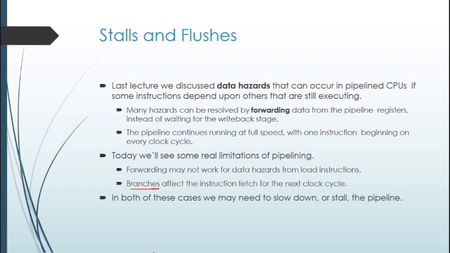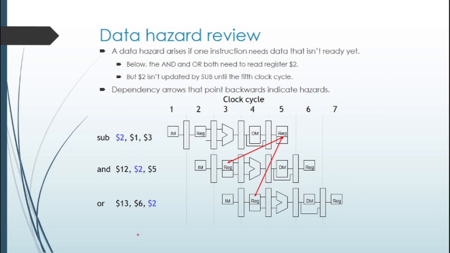Similarly, branches affect the instruction fetch for the next clock cycle. If we have a branch condition which is true, or a branch target address, we have to flush the next instructions. So in both of these cases, we may need to slow down or stall the pipeline in order to make it work properly. So let's do a slight review of the data hazards.